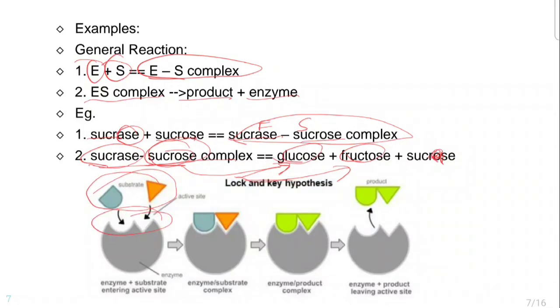the substrate will fit into the specific shape of your enzyme in order for it to produce a product. Again, this is a typographical error. This should be sucrase.